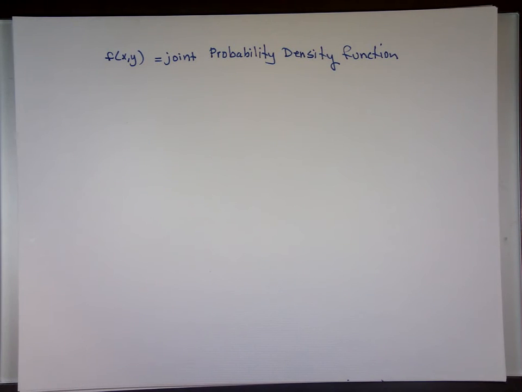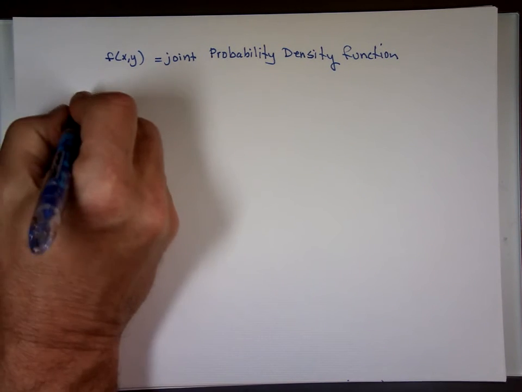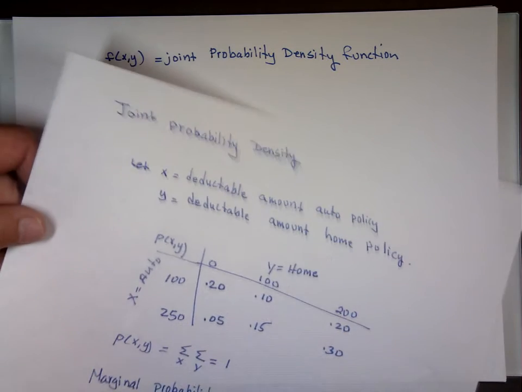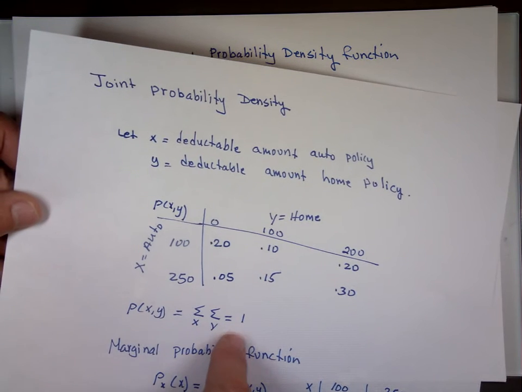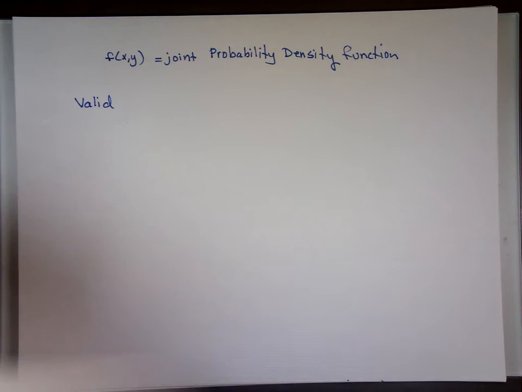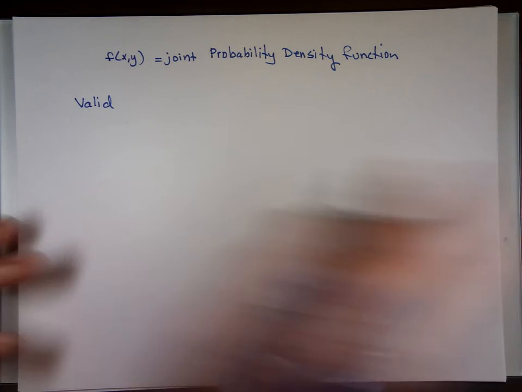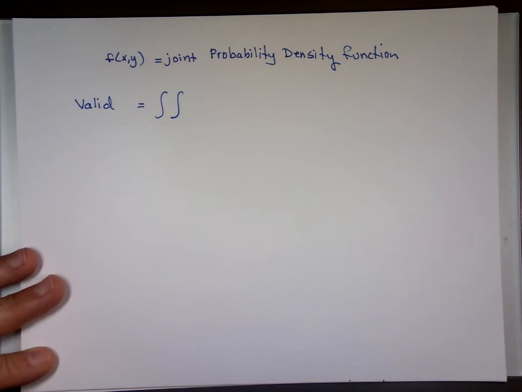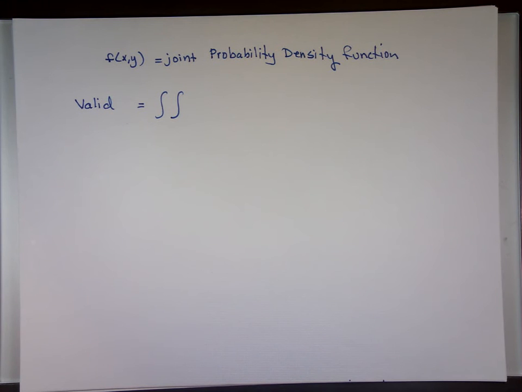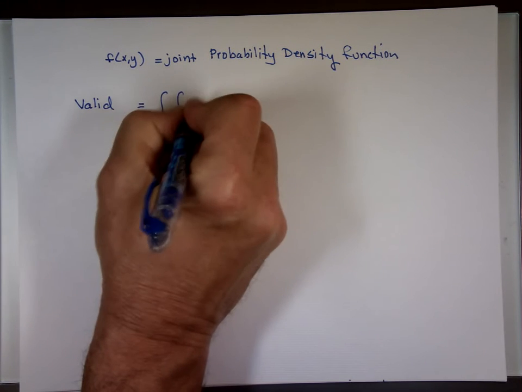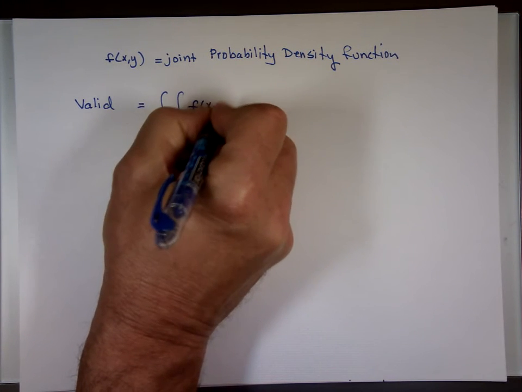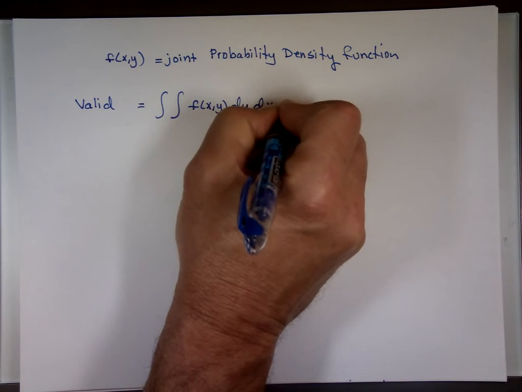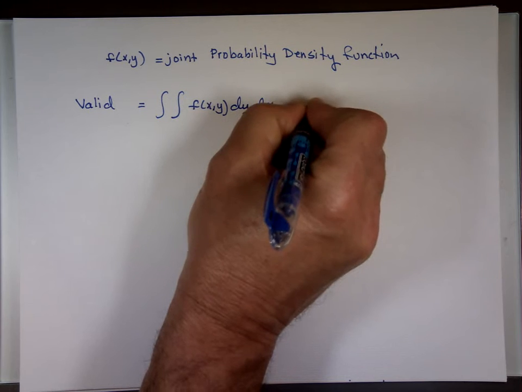And for that to be a valid function, just like the discrete one, for the discrete we said what? The summation has to be 1. So guess what that means here? To be a valid density function, if you double integrate that function, if you integrate twice over x and over y, the function of x comma y, dy dx or dx dy, it doesn't really matter which one you do first, the result should be 1.